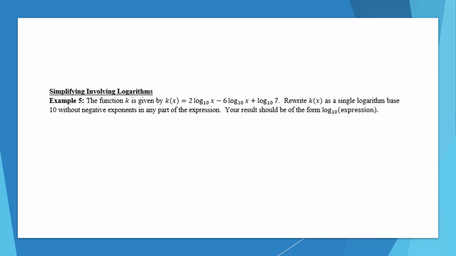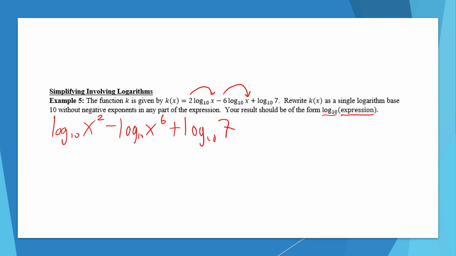All right, so example number 5 will require us to simplify logarithms. So what we want to do first is condense this into a single log base 10 expression. And so I'm going to take that 2 and that 6 out in front. So any numbers out in front and move them to the exponent. So I'm going to rewrite this as log base 10 x squared minus log base 10 x to the power of 6 plus log base 10 7.